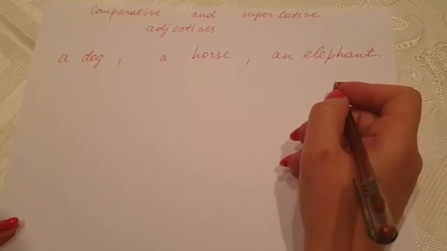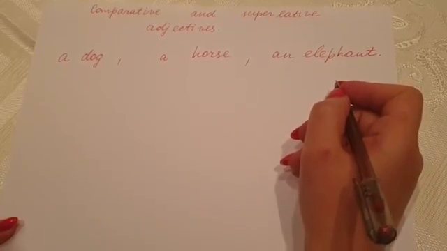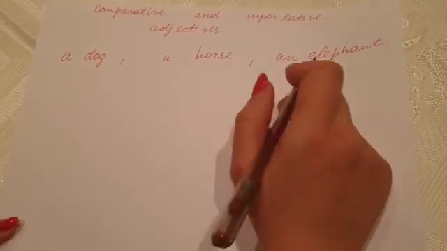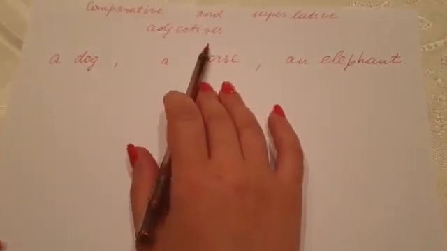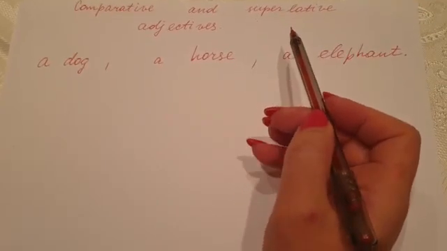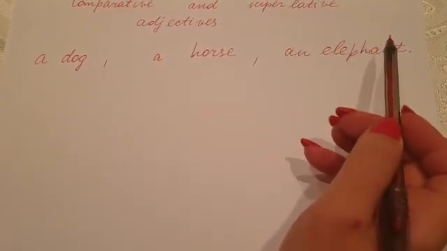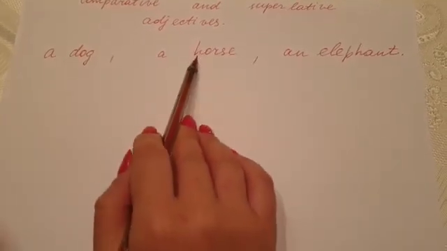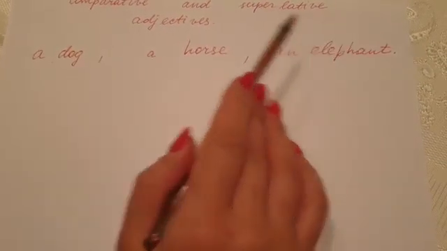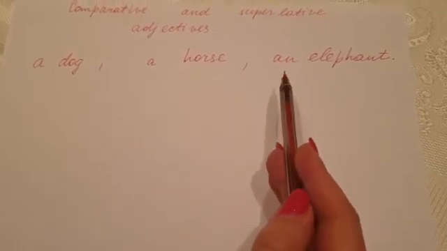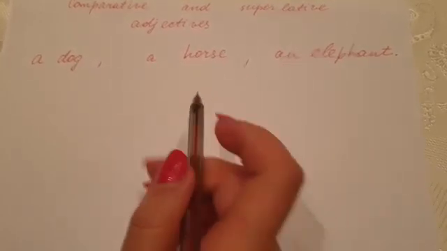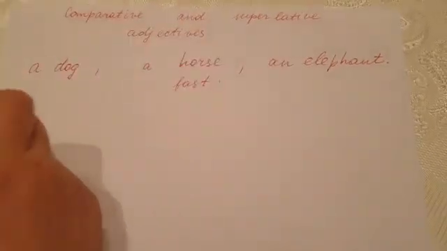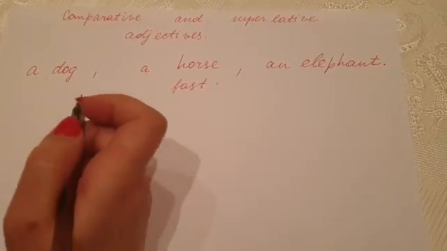Now I am going to explain to you comparative and superlative adjectives in English. Comparative and superlative adjectives are used to compare people, places, or things. Here we see three animals: a dog, a horse, an elephant. How can we compare these three animals? We will compare them with the adjective fast. A comparative compares two things.